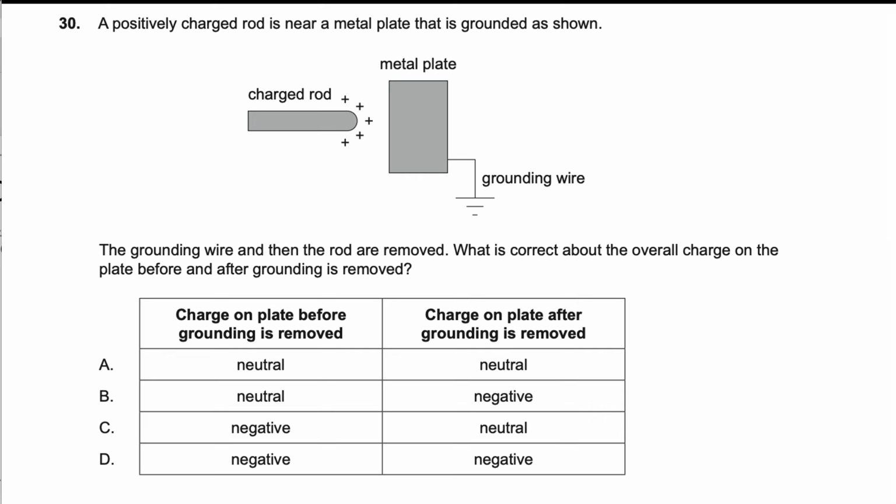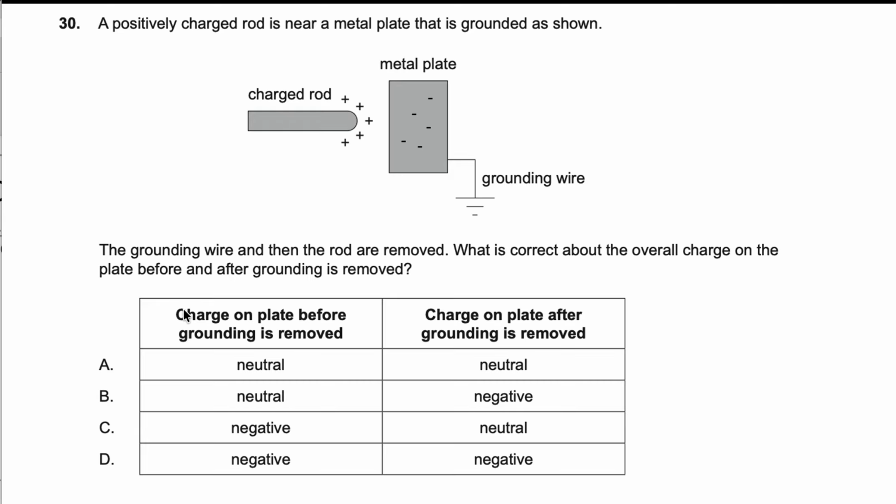Now grounded basically just means that we've got a constant flow of electrons. So if we've got this positive charged rod, it's a metal plate, we can have electrons flowing in there. What's going to happen is we're going to suddenly get the accumulation of lots of negative charges onto our plate. Okay, so the plate has become negative charged.